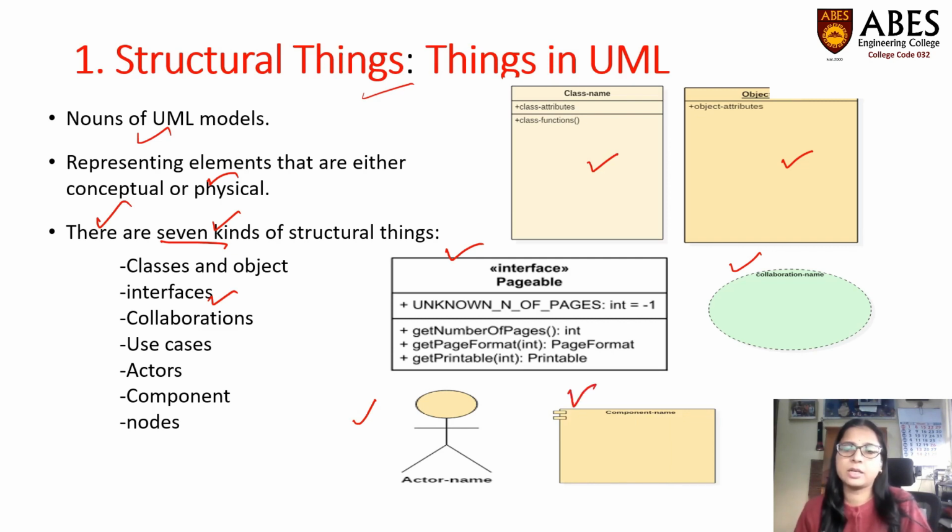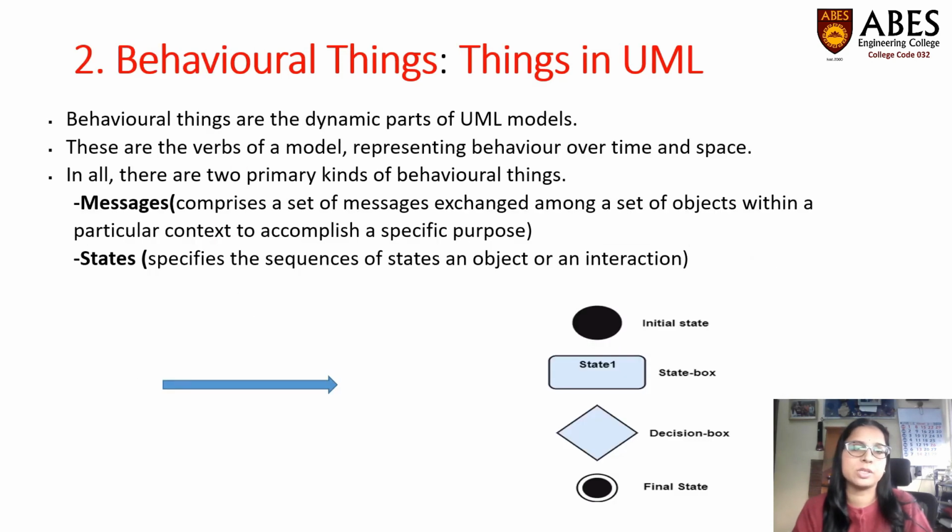And this is a notation to represent a component. Whenever a software system is built, a component is a larger term that represents the various components that are there within a software system. To represent that specific component, we can use this symbol. And then this is a node, it's a cube. So this is a node.